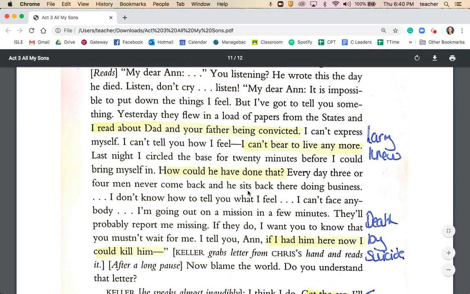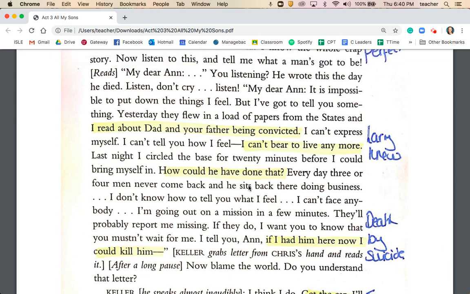And that's so important, because this is the revelation in the play that Larry knew that Joe had shipped out those cracked cylinder heads. He knew that it was Joe's fault as well as Anne's father's fault. And as a result of that, he died by suicide. As he says here, they will report me as missing, which is exactly what they did. But he has purposefully crashed his plane and died because he cannot face his father here. He says that I can't bear to live anymore, knowing what his father's done. So he's reinforcing Chris's statement about how let down he feels by his father at this point.